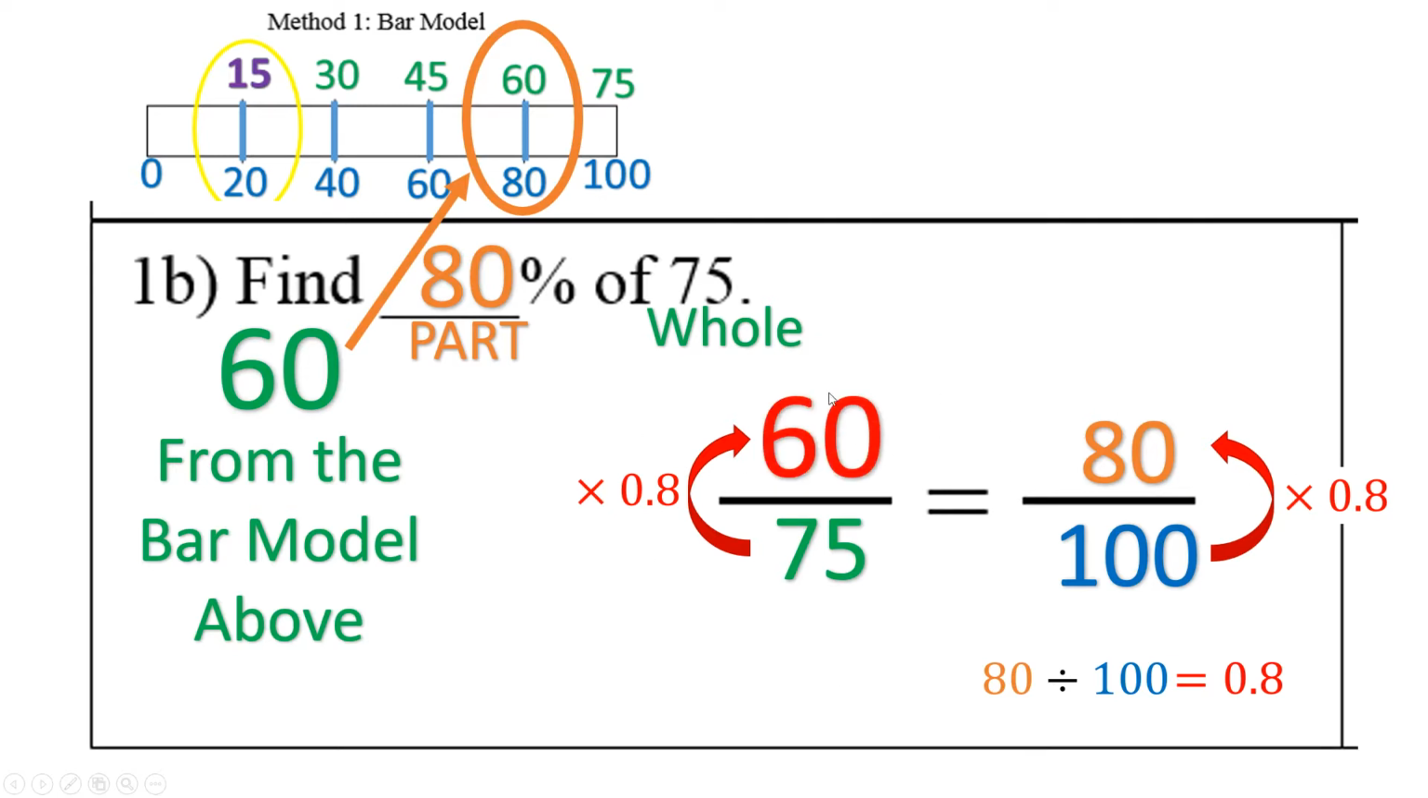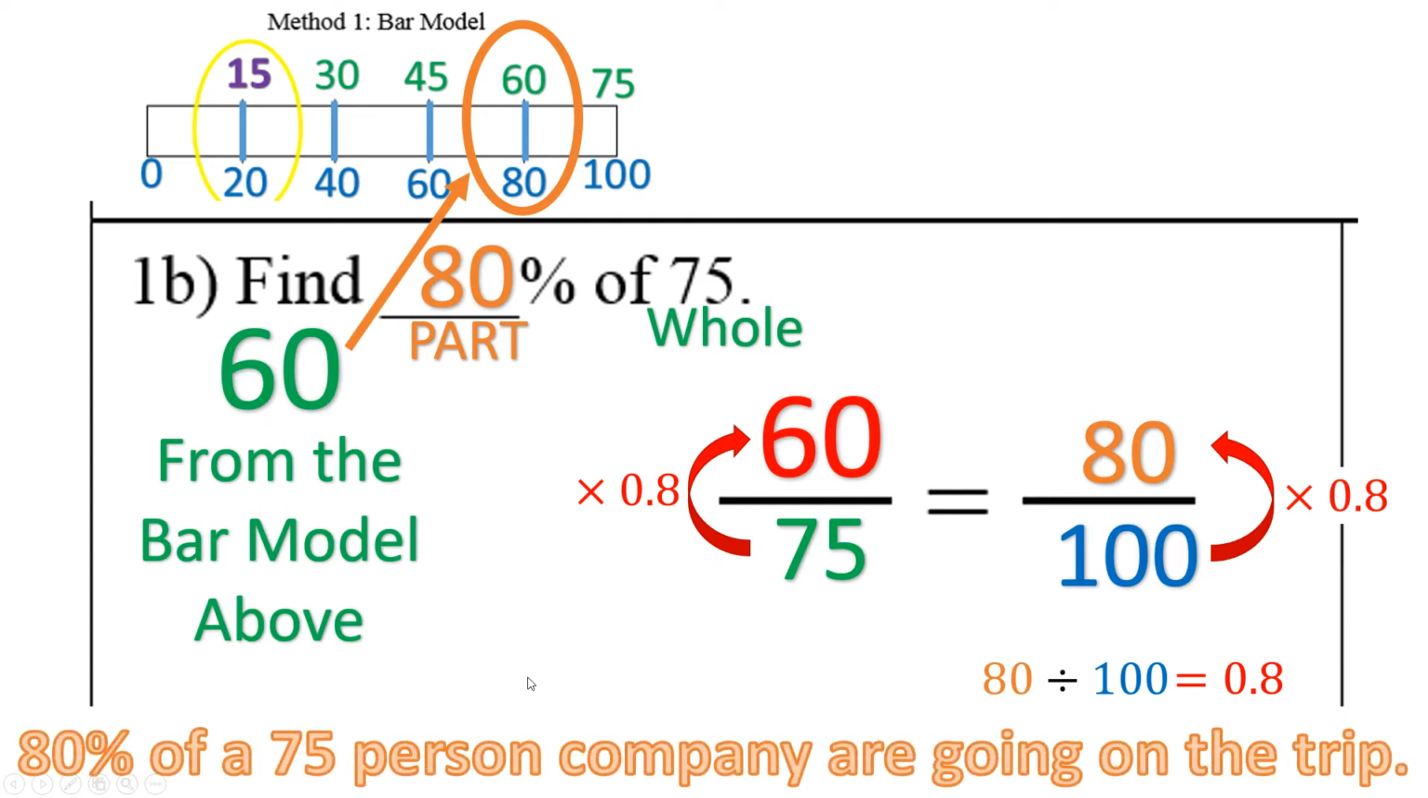And so make sure, please, you have the proportion method done, and you could draw an arrow up here to show the bar model also. This could represent 80% of a 75-person company being able to go on the trip. So how many people are going on the trip? If 80% out of a total of 75 people are allowed to go, 60 people.